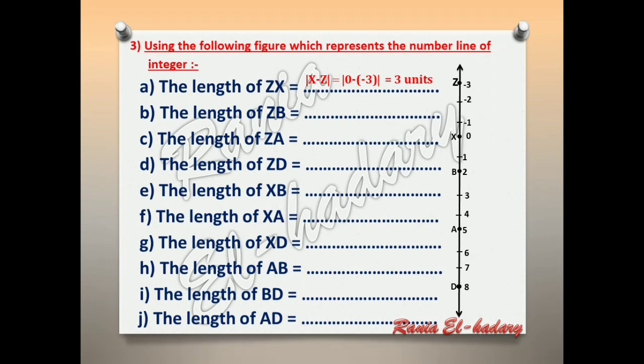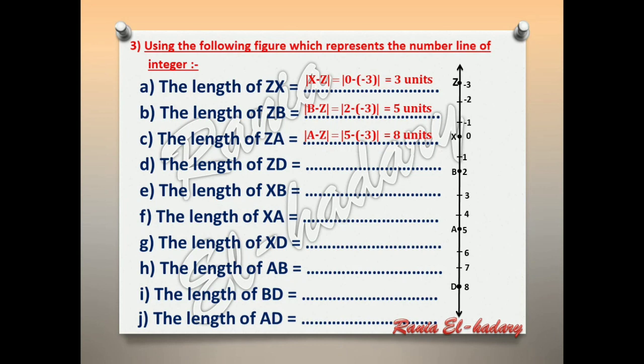Letter B. The length of ZB equal absolute of z minus b or b minus z? Yes, b minus z equal absolute of 2 minus negative 3 equal 5 units. Letter C, the length of ZA equal? Yes, absolute of A minus Z equal 5 minus negative 3 equal 8 units.